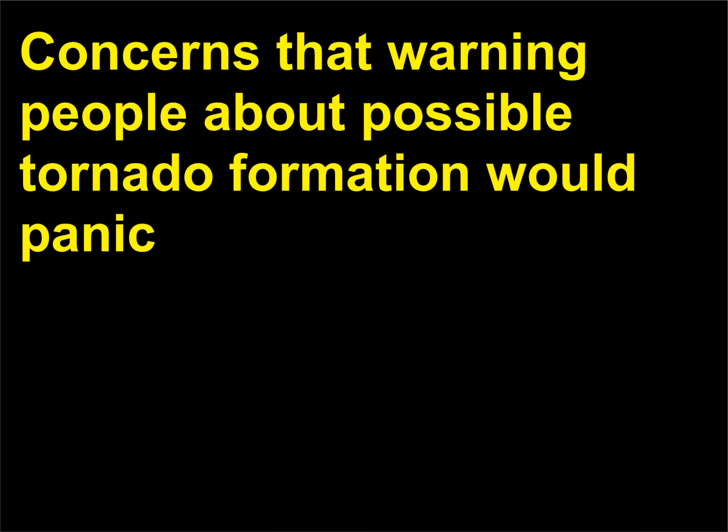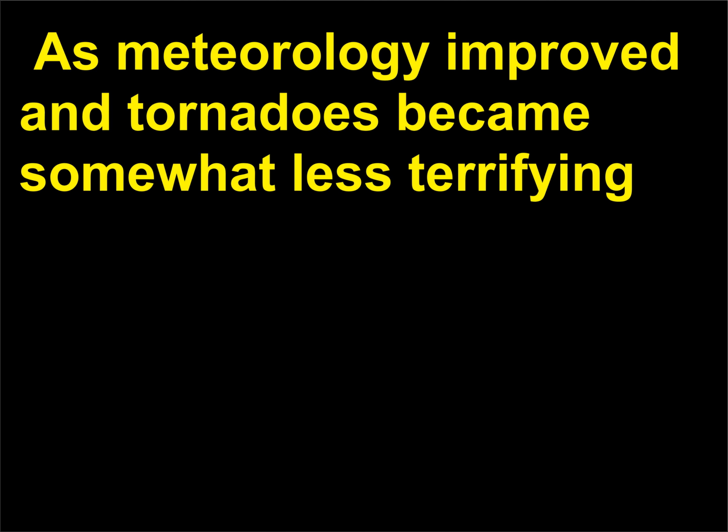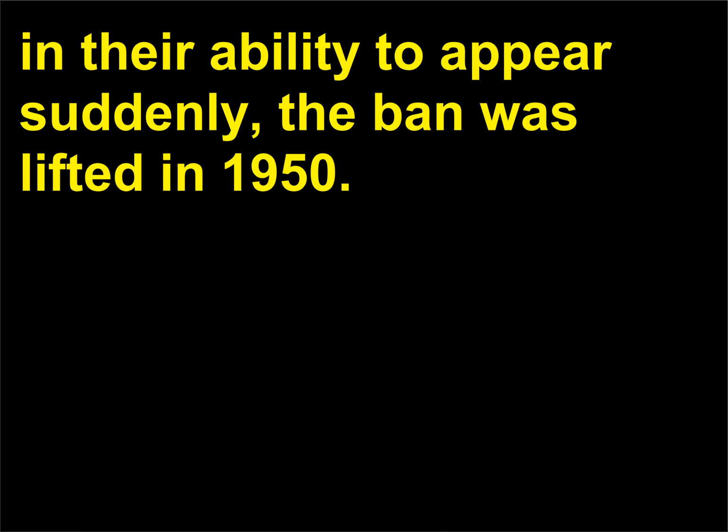Concerns that warning people about possible tornado formation would cause panic led the Weather Bureau to ban such forecasting off and on in the 1940s. As meteorology improved and tornadoes became somewhat less terrifying in their ability to appear suddenly, the ban was lifted in 1950.